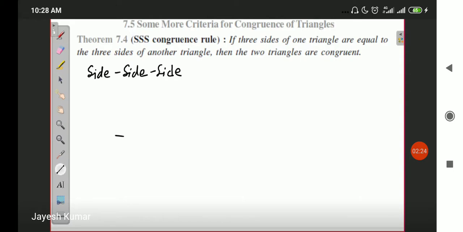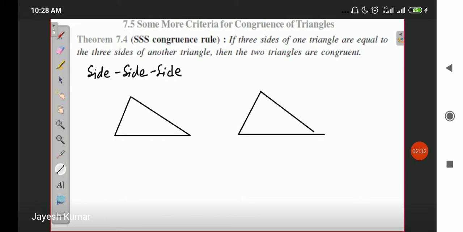Okay. So what is this congruency? For two triangles, this is the first triangle and this is the second triangle. For two triangles, let us name them. This triangle is ABC and this triangle is PQR. For these two triangles, if their corresponding sides are equal, then both the triangles are congruent. Okay.